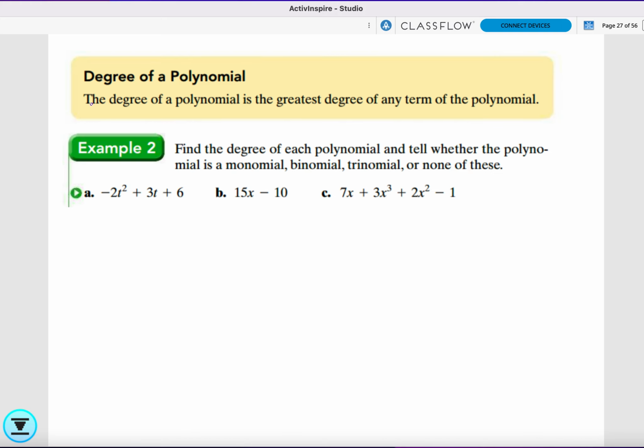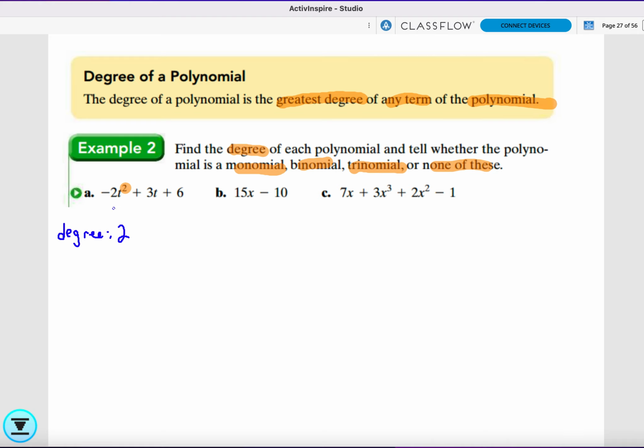So example 2. The degree of a polynomial is the greatest degree of any term of the polynomial, so the highest exponent. Example 2: find the degree and tell whether the polynomial is a monomial, binomial, trinomial, or none. So look at A. A is negative 2t squared plus 3t plus 6. The highest exponent is 2, so my degree is going to be 2.